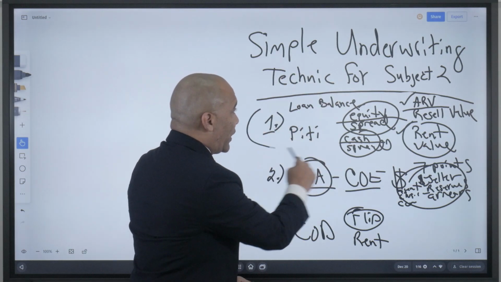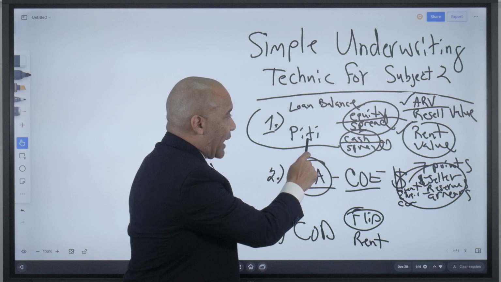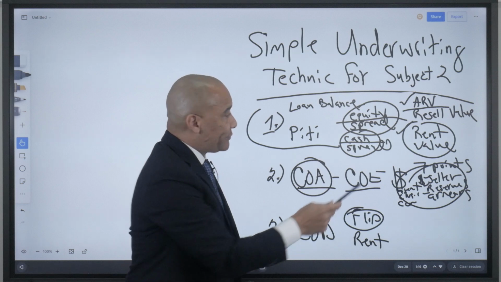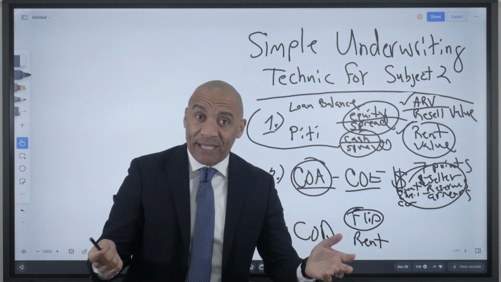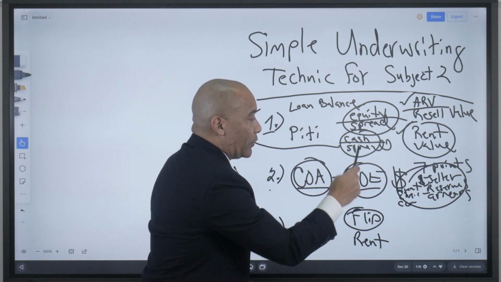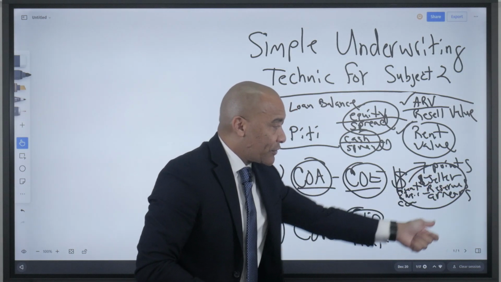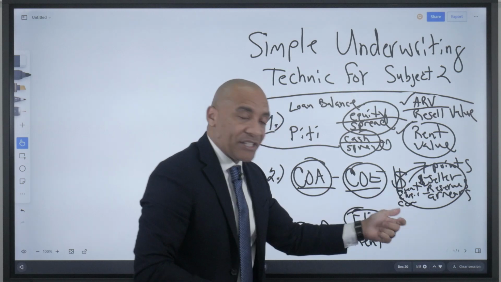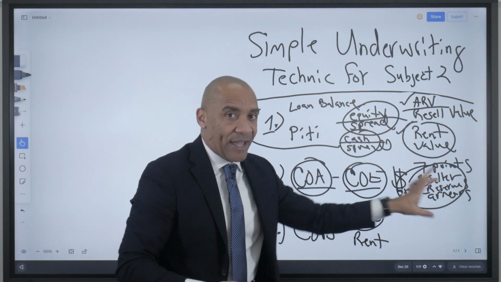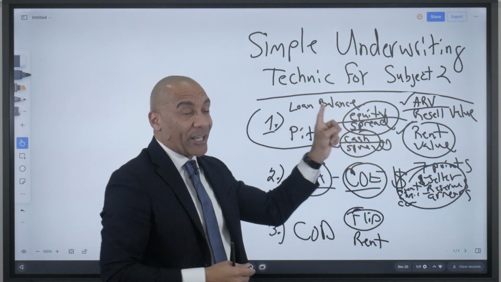Again, I want to know, number 1, loan balance against ARV or resale value. Then I want to look at the PITI against the rent value. That's going to help me determine my equity spread and my cash spread, if any. Number 2, I want to look at the cost of acquisition or the cost of entry. What is the total dollar amount between what the seller gets, what reserves I need, arrears, agents or wholesalers or my team, closing costs, carrying costs? I want to put that total number together to determine how much cash I need to bring to the table to actually close on this property.